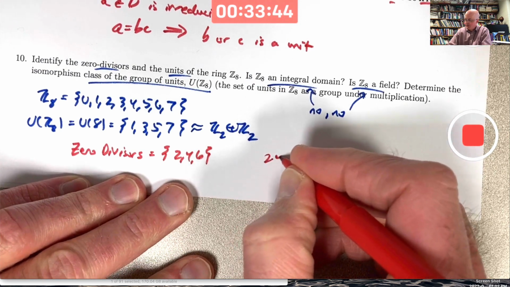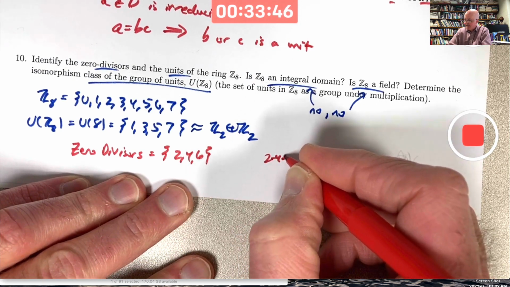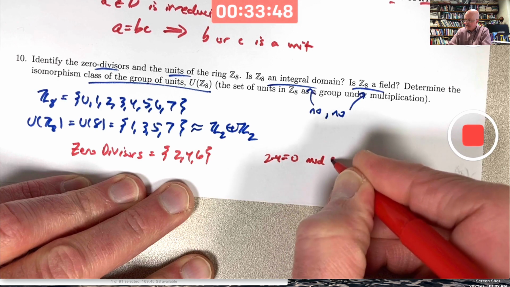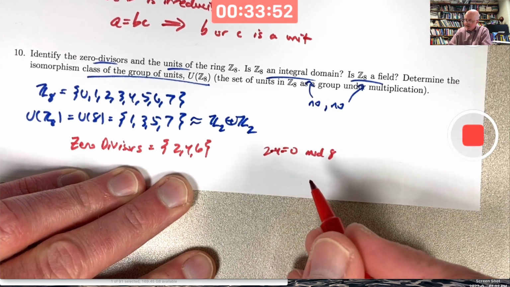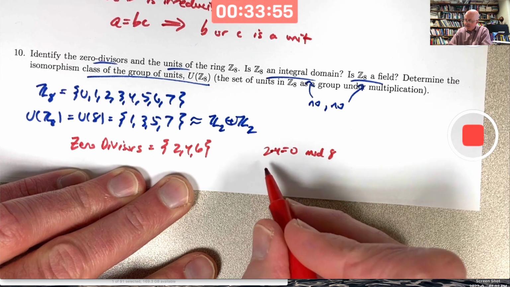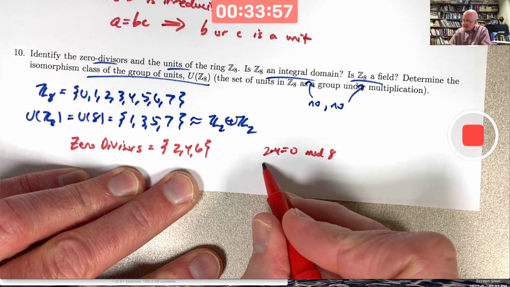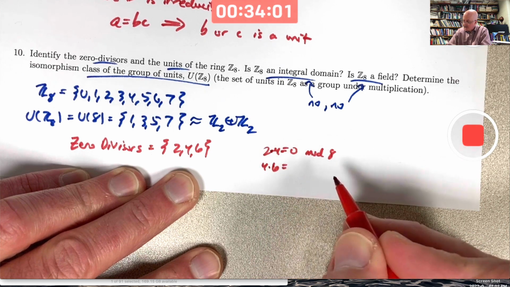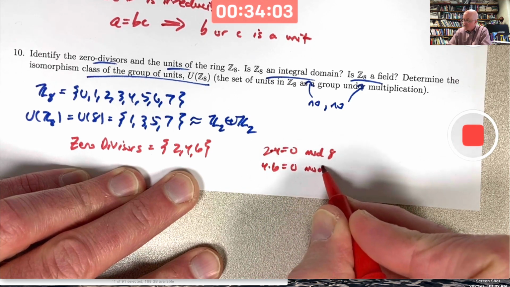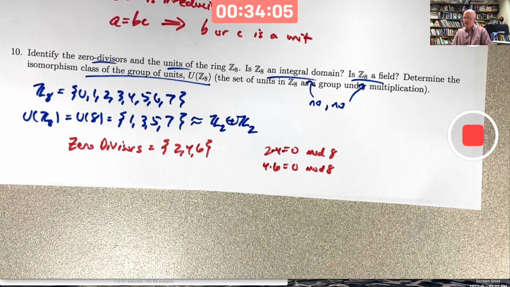We should maybe confirm that they're zero divisors. For example, 2 and 4 are zero divisors because 2 times 4 is 0 mod 8, and 2 and 4 are both non-zero. Is 6 truly a zero divisor? Let's see. 4 times 6 is 24, which mod 8 is 0 as well. So yes, 2, 4, and 6 are all zero divisors.